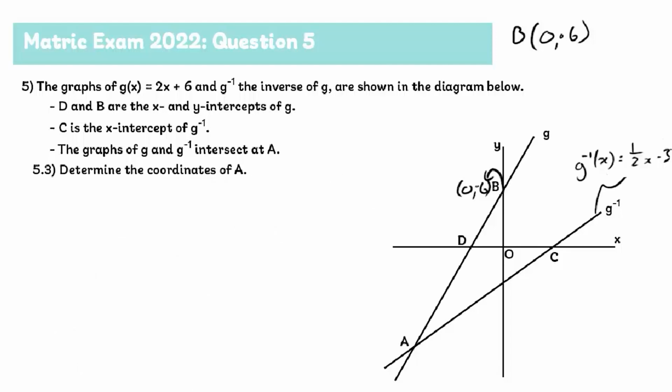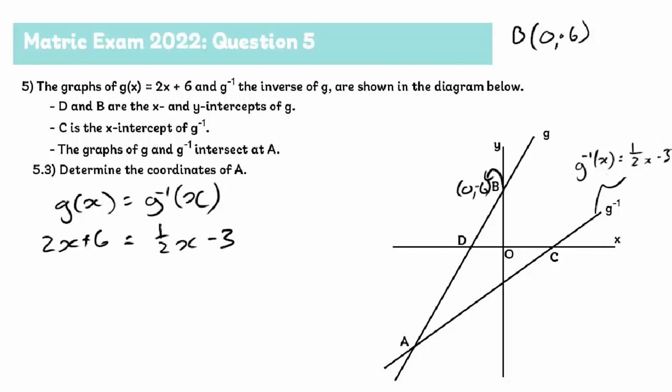Question 5.3. Determine the coordinate of A. If you look carefully, it's where graph g and the inverse of g intersect, which means that at that point, g(x) is equal to the inverse of g(x). And what does that mean? That means 2x + 6 is equal to ½x − 3. Now it's simply a case of working out and then substituting.